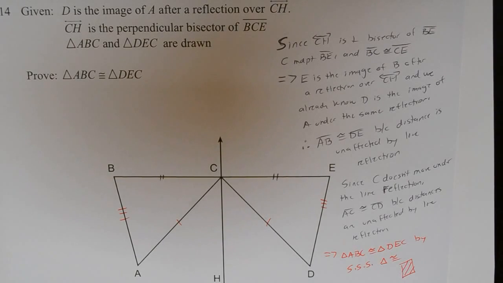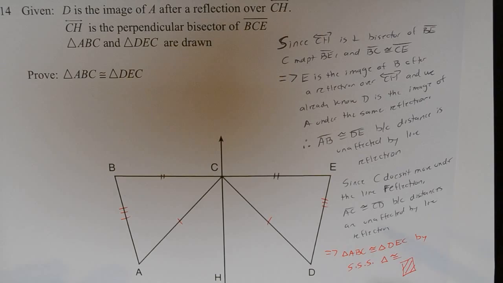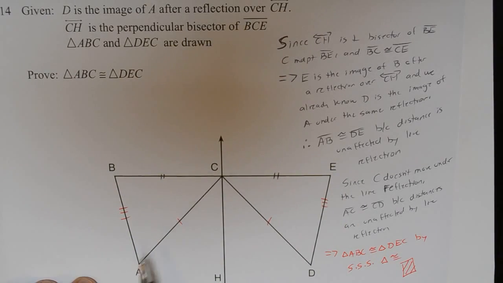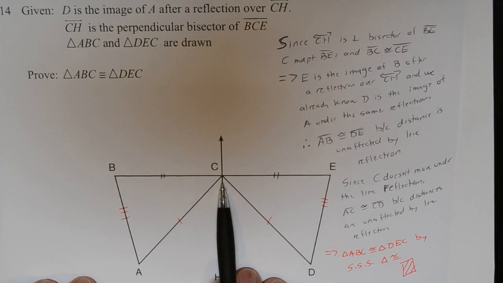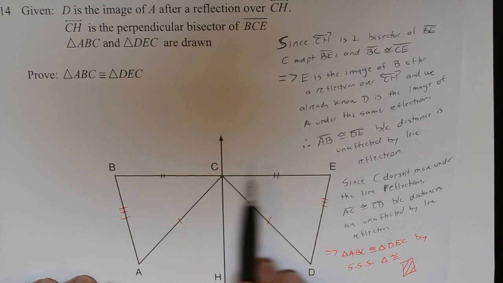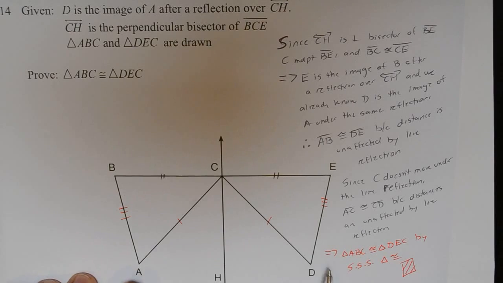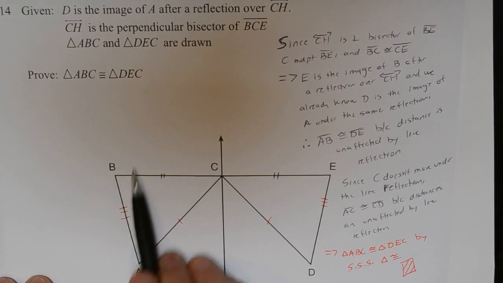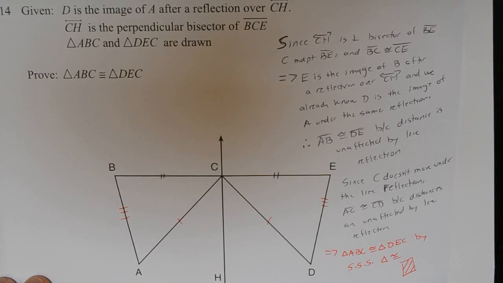Now, there's a couple other ways you could have finished that proof. Once establishing that these sides were congruent, you could also go after angles B and E, right? You would still need to say that angle C doesn't change under the line reflection, but then you can say, since D is the image of A, E is the image of B, and C is the image of itself, then angle B is going to be unaffected by the line reflection, and B will map directly to E. Then you'd have a side angle side triangle congruence. Doesn't matter how you prove it, as long as you prove it.